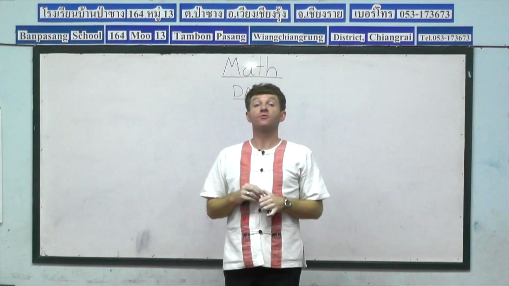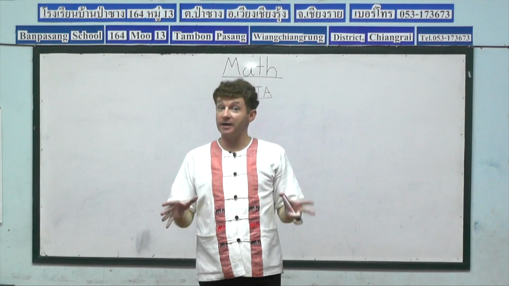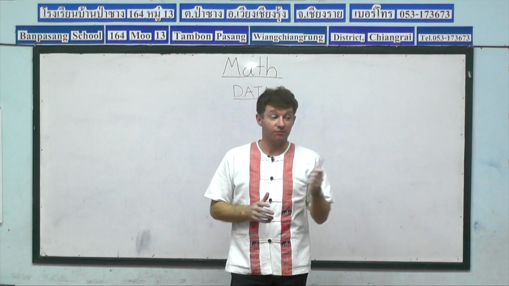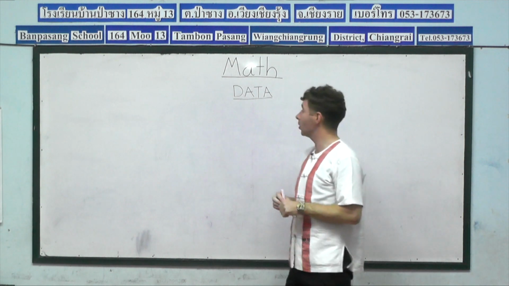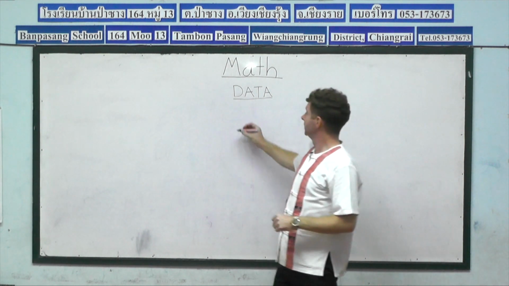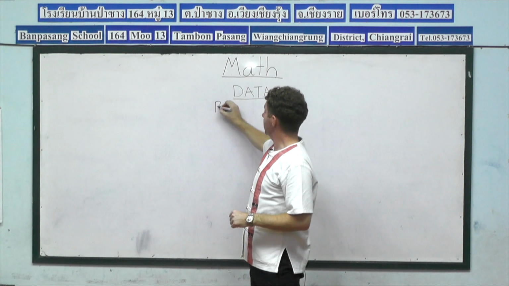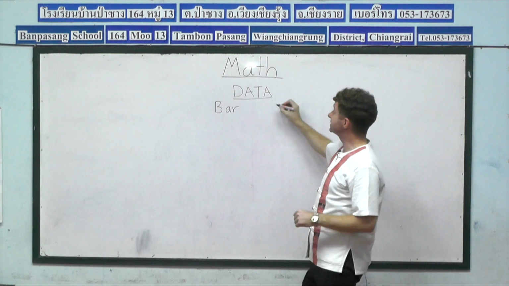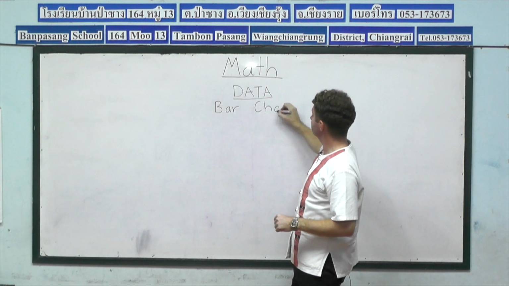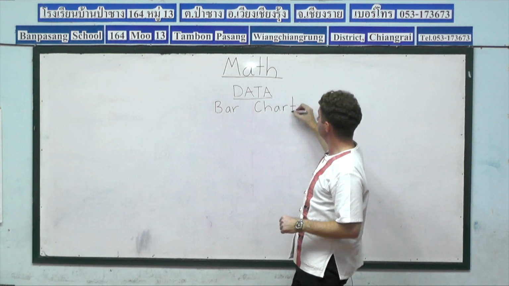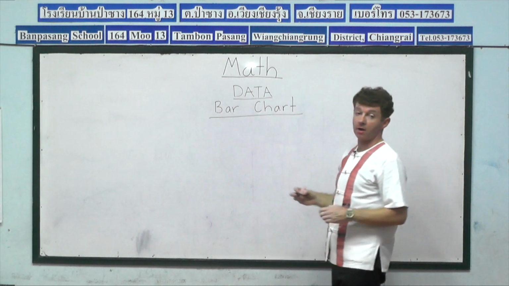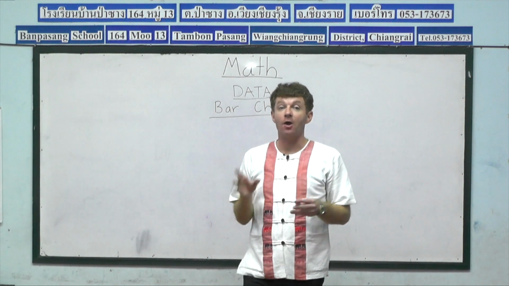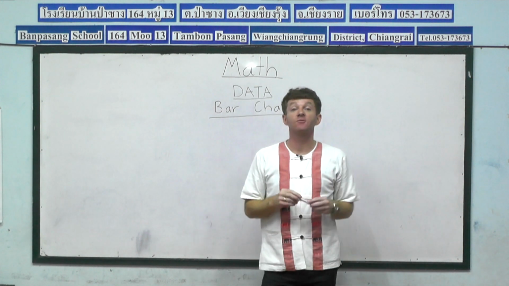So now we're going to do a board demonstration about how we can create our own bar charts or bar graphs. So first of all, guys, let's write the name on the board. How do we spell bar? B-A-R. And chart? C-H-A-R-T. Bar chart.